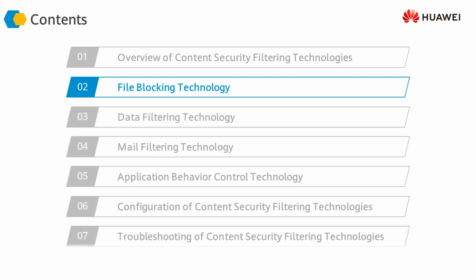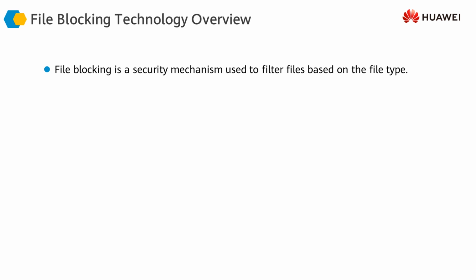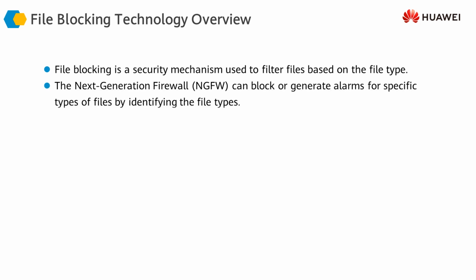Hi. Let's take a look at file blocking technology first. As you already know a little bit about file blocking technology, we try to filter files based on different criteria. For example, it could be the file type, it could be the file extension, or it could be the direction of the file. So based on different criteria, we could filter, or we could actually block the file, either block or allow the file depending upon what action we want to take.